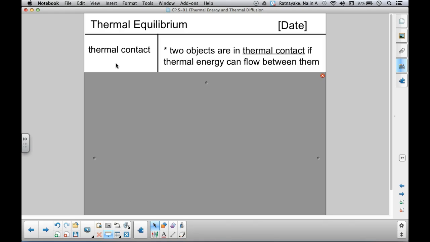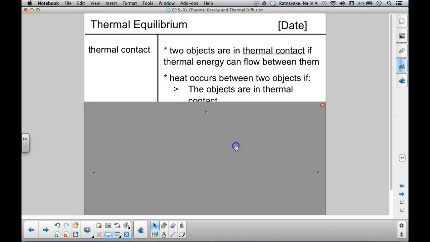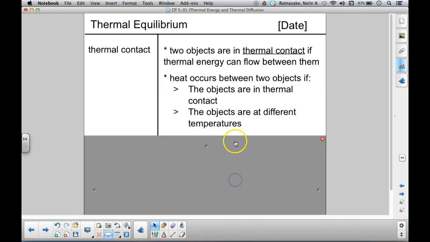And that seems to be kind of a circular definition, but it's going to become important later when we start talking about insulators and conductors of thermal energy. So basically, if we're allowing heat flow, if we're allowing thermal energy to move between two objects, we say that they're in thermal contact. Heat, if we recall from a previous lecture, is the flow or transfer of thermal energy. It's a process. It's the movement of thermal energy.